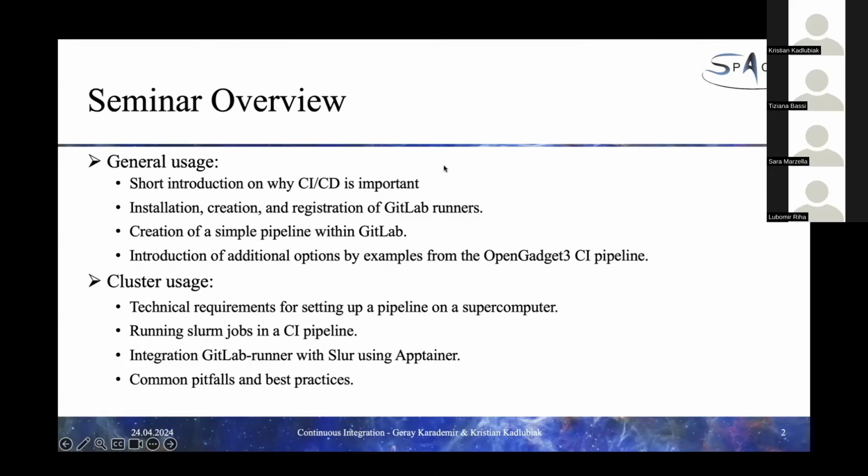In the second part, Christian is going to look at the specifics of how you would do that on a cluster. That covers the technical requirements you need for setting up a pipeline, how you can run your CI pipeline using Slurm jobs and integrate this with Slurm, and also, of course, common pitfalls and best practices, all the stuff that we stumbled across.